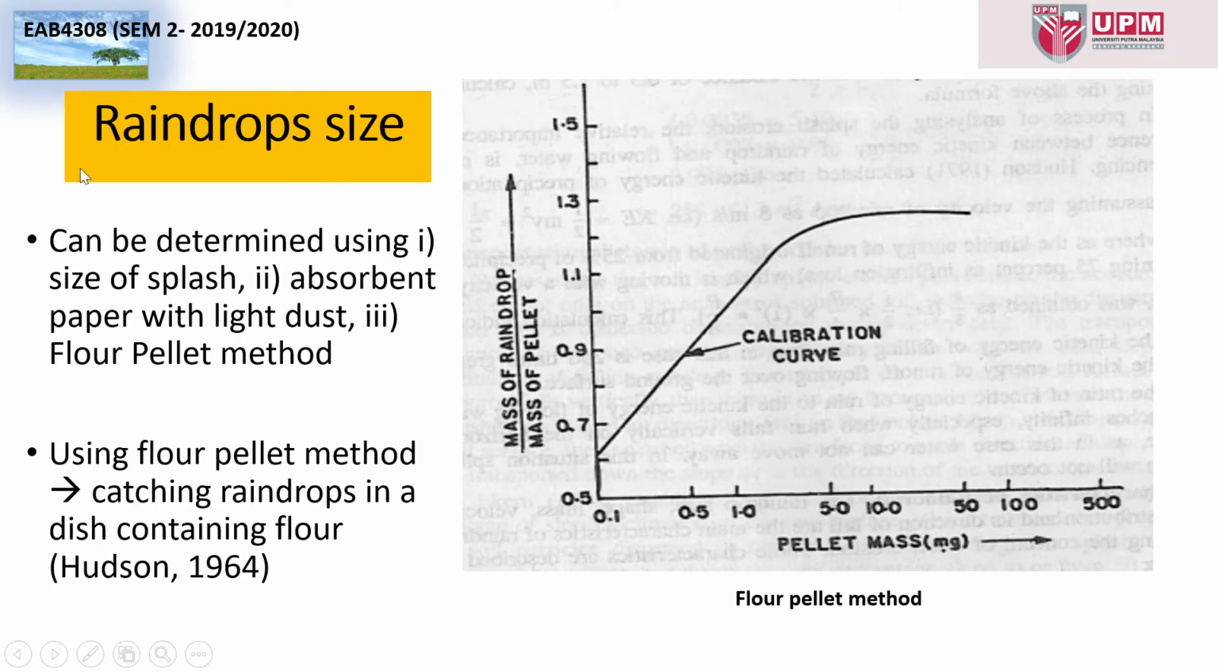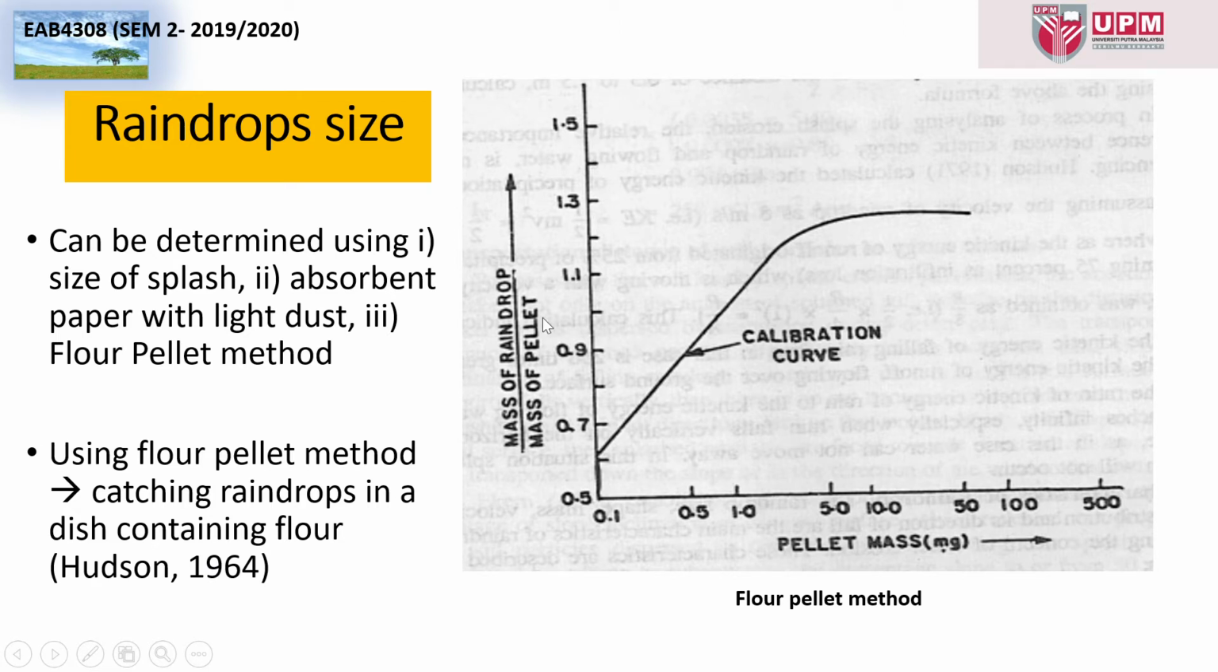Now we look at raindrop size. Raindrop size can be determined using, one, size of splash, secondly, absorbent paper with light dust, and thirdly, the flour pellet method. Using the flour pellet method, the raindrops are caught in a dish containing flour. This method was introduced by Hudson a long time ago in 1964.